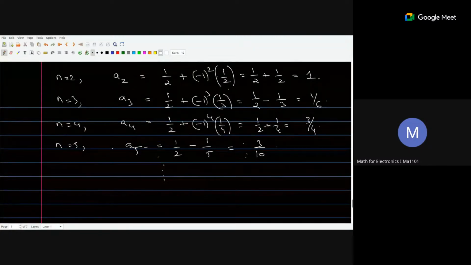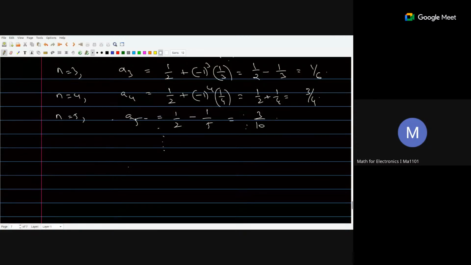Okay. So slowly it goes like this. And if I see a100, this will be half plus (minus 1) whole power 100, over 100. This will give me half plus 1 by 100. And if I see a101, the very next term, this will be half plus (minus 1) whole power 101, divided by 101. This is half minus 1 by 101. Okay. So this is how it is.